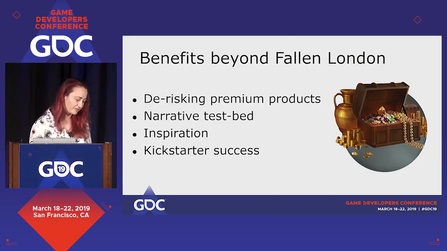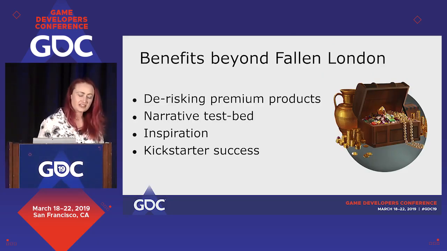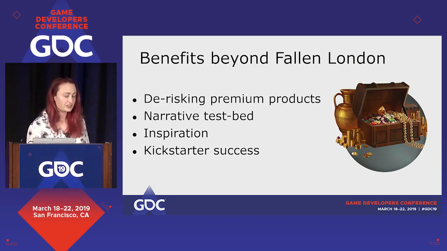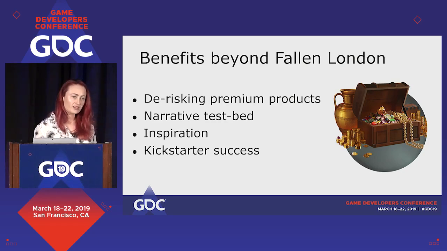So what should you take away from this? By adding a narrative-based monthly subscription to Fallen London, we made a reliable income stream that supports all the work of Failbetter Games. The benefits of having a game like Fallen London extend further than just its own success. It supports the company so that any premium products we make are de-risked. We do not have to rely on them being a wild success.